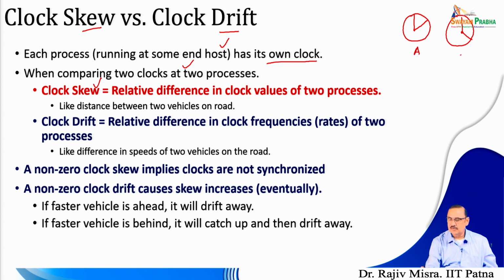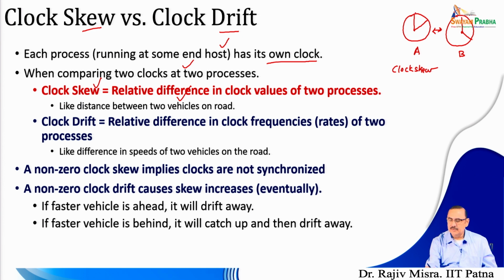This particular clock is at process A and this is at B. Now, if you compare these two clocks at two processes, you have two different things to compare. One is called clock skew. Clock skew is the relative difference in the clock values of two processes.